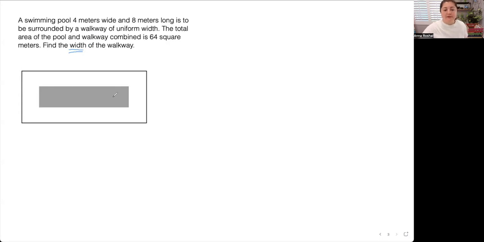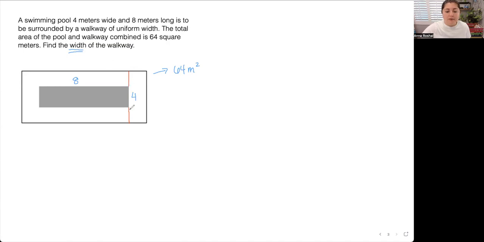So they're telling us that here's the swimming pool. It's 4 meters wide by 8 meters long. Obviously, this looks like it's 8. This looks like it's 4, so we're going to label it that way. And then it has this uniform width, right? The total area of the pool and the walkway combined, so the total area of this big thing is 64 square meters. So if we are adding an additional walkway around the pool and it is uniform length, this particular portion and this particular portion is going to give me this length right here.